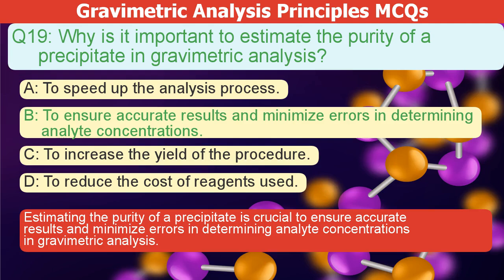The correct answer is B. Estimating the purity of a precipitate is crucial to ensure accurate results and minimize errors in determining analyte concentrations in gravimetric analysis.